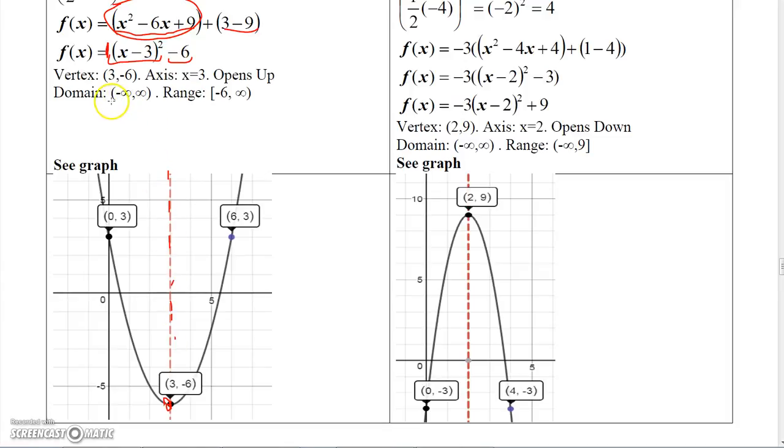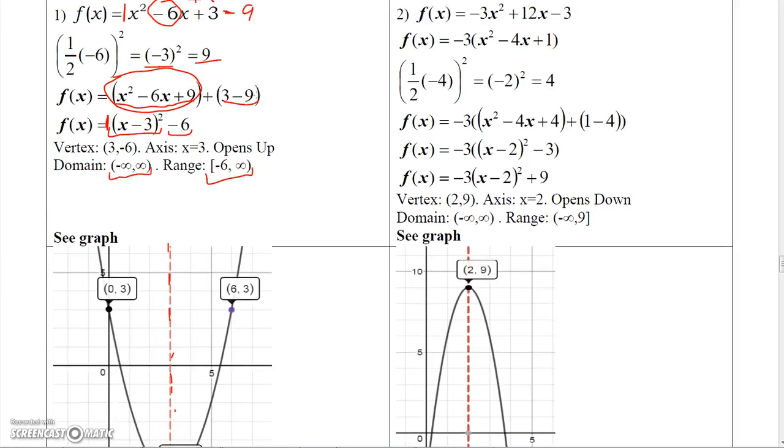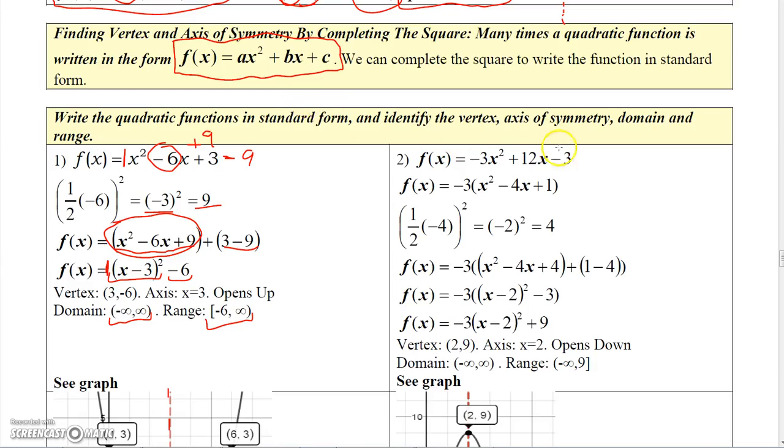And then the domain of all quadratic functions is all real numbers. And the range depends on which way it opens. If it opens up, then the range would be from the lowest number, negative 6, up to infinity, because the graph goes up forever. So the range would be [-6, ∞). Okay, now let's look at one that's a little more complicated.